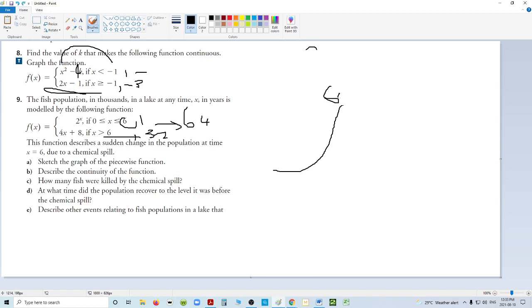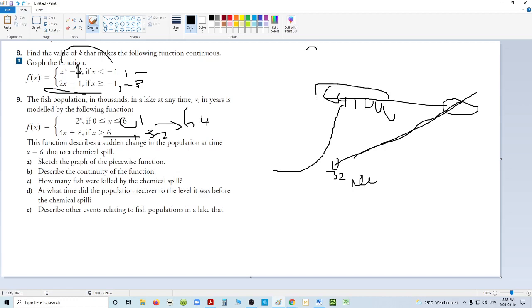So 64,000 fish. And then suddenly there's a chemical dump, and the fish start down here at a population of 32,000. But they're consistently growing. And at some point over here, it's going to reach 64,000 again. So it's eventually going to rebuild. And they're probably going to ask you when this line equals 64,000.